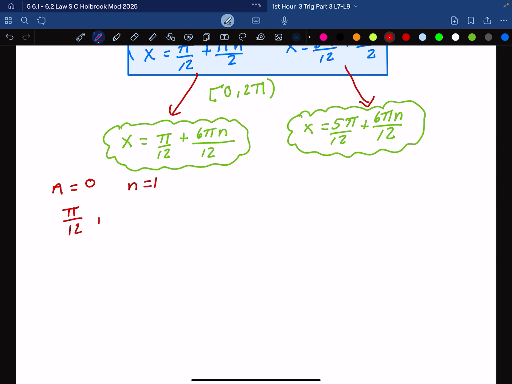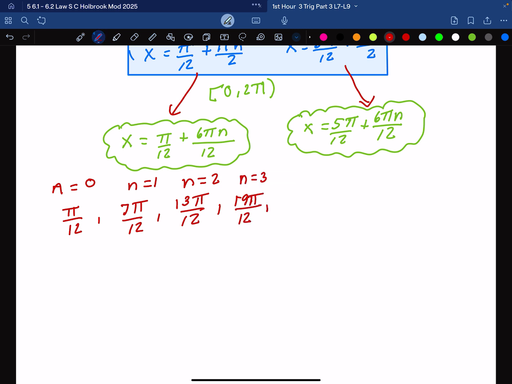When n equals 1, substitute 1 right here, and you get 6 plus 1 is 7 pi over 12. Keep going until we're outside. I don't see us outside yet. Substitute a 2 into here. You get 12 plus this 1 is 13 pi over 12. If I take 13 divided by 12, that's 1 point something. It's still less than 2 pi. So keep going. n equals 3, 6 times 3 is 18 plus 1 is 19 pi over 12.